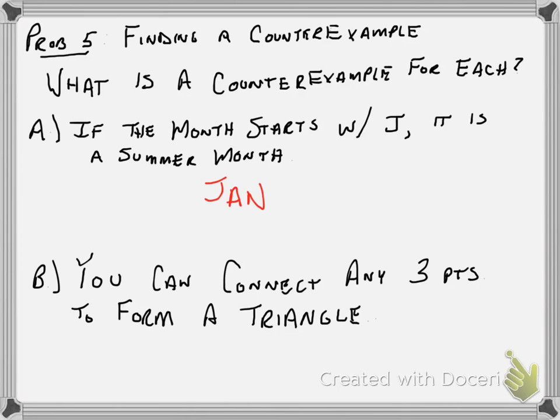Now in B it says you can connect any 3 points to form a triangle. So if I draw 3 points, any 3 points right there, yep, that is definitely a triangle. But what is my counterexample? Well, if we think about what we did last chapter and we take a look at 1, 2, 3 collinear points, those definitely do not form a triangle when I connect them. Any way I try to, if they're collinear, it wouldn't be a triangle. So my counterexample to this would be 3 collinear points.